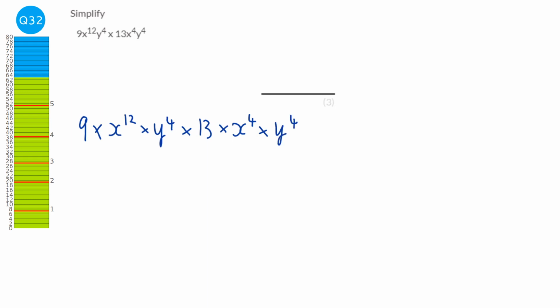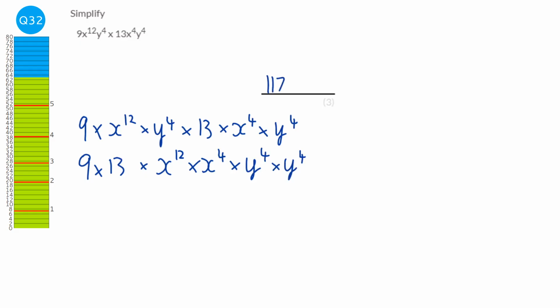And I'm going to reorder these to put the numbers together, first of all. And with multiplying, it doesn't matter which way around you do it, so I'm not changing anything. I'm going to put the x's together. And I'm going to put the y's together. So, first thing to do is 9 times 13, which is just 117.